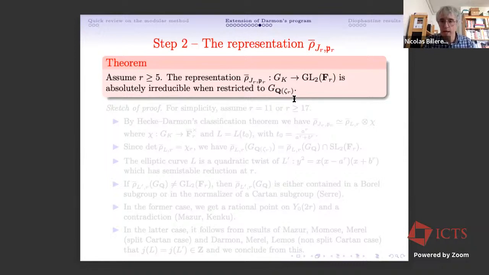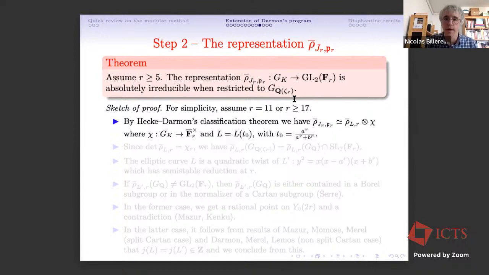So I won't give the full details of the proof, but again, since this is one place where we're using properties of modular curves, I would like to just give you a quick sketch of the proof. And for simplicity, I will assume that R is 11 or greater than or equal to 17, but the proof holds for any R greater than or equal to 5.